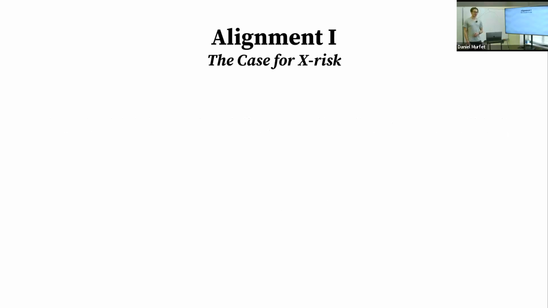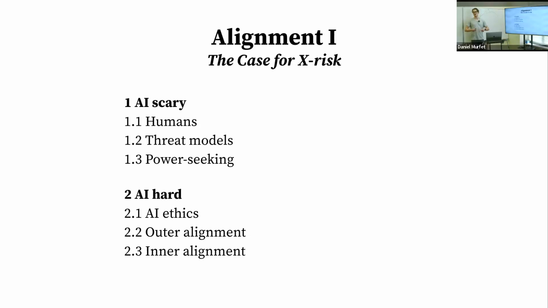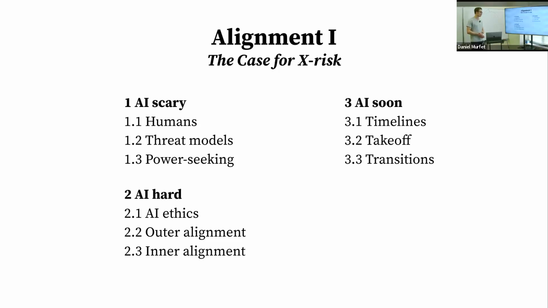Okay, so that was alignment 1, the case for X-risk. We talked about why AI could be very destructive, why it might be okay to anthropomorphize these things and describe them as having values that differ from ours. We talked about why alignment could be hard, all these pressures that sometimes mean the exact desires we have don't get instilled in these systems. And we talked about why the time is now to work on AI safety and not 100 years or 200 years from now.